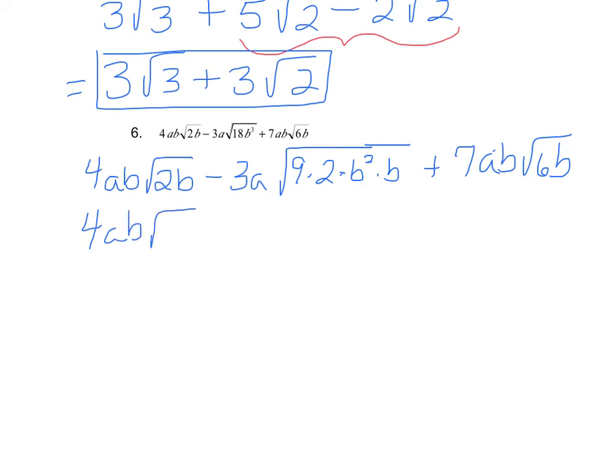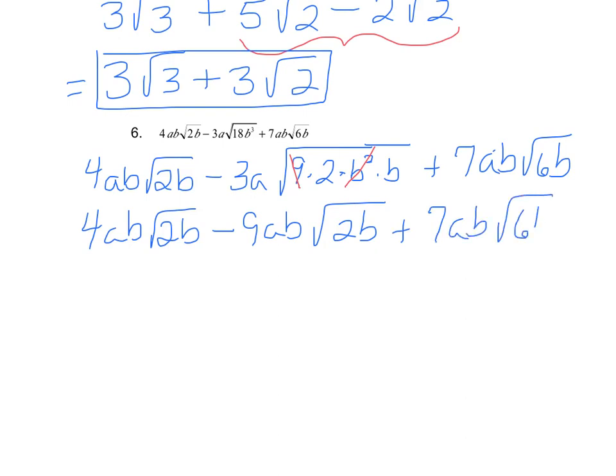4ab radical 2b comes down. Square root of 9 is 3. When 3 meets the 3 in front, I get 9. Can't take the square root of 2. Square root of b squared is b, so I end up with 9ab radical 2b. Okay. Plus 7ab radical 6b. Now everybody's an ab, but I can't put them all together because everybody's not a like radical.